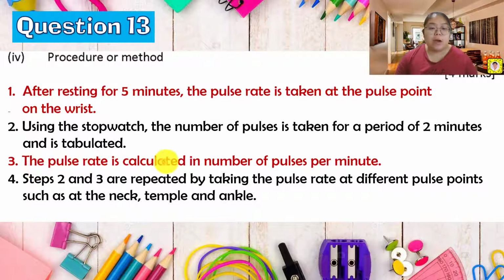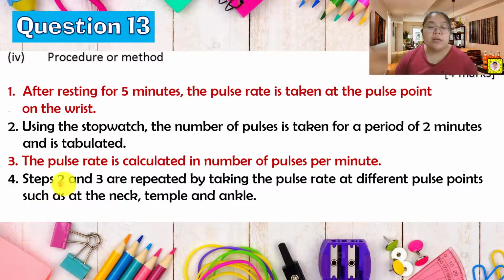Number 3, the pulse rate is calculated in the number of pulses per minute. We check for 2 minutes, then later you need to divide by 2 because you want to find out how many in just 1 minute. Normally we take a longer time, then we divide. The reason why we do it like this is to reduce the error. So that's why we take a longer time. After that we divide. After dividing, we know how many pulses there are in 1 minute.